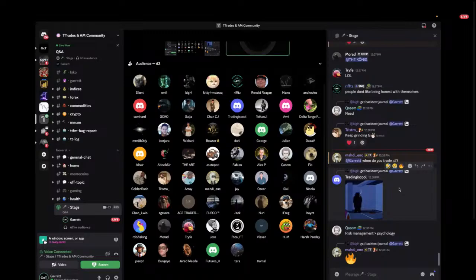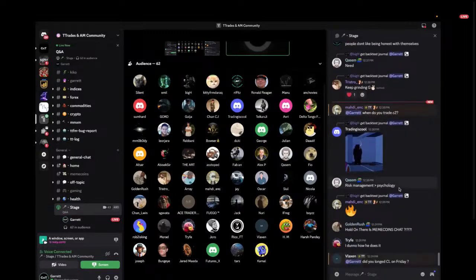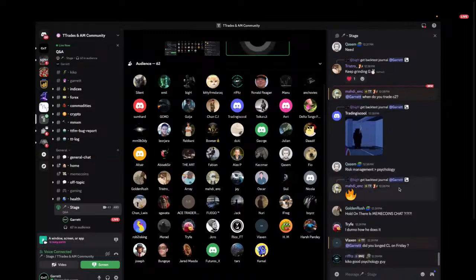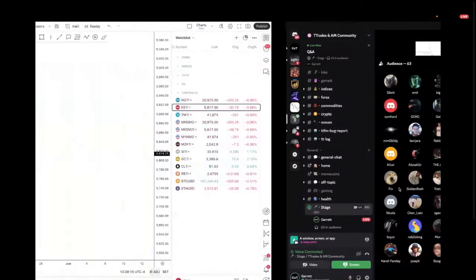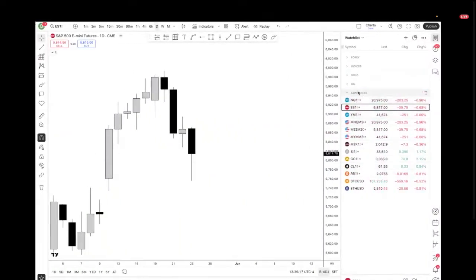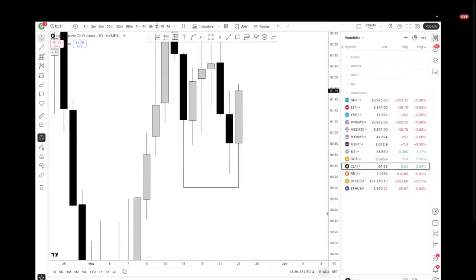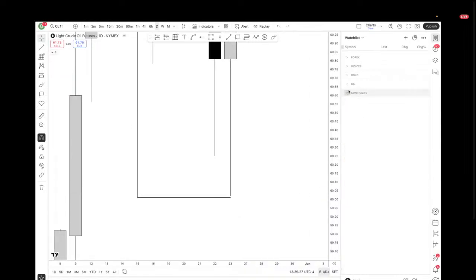Yeah, like risk management. That's really what psychology is, right? Not over trading, not exposing your risk, not over leveraging. I did not take the long on Friday. There's a couple of reasons why. For one, I was not viewing this, I was looking at this contract. Look at this, this contract does not take out this low. You see that? If I go to this contract, we do.